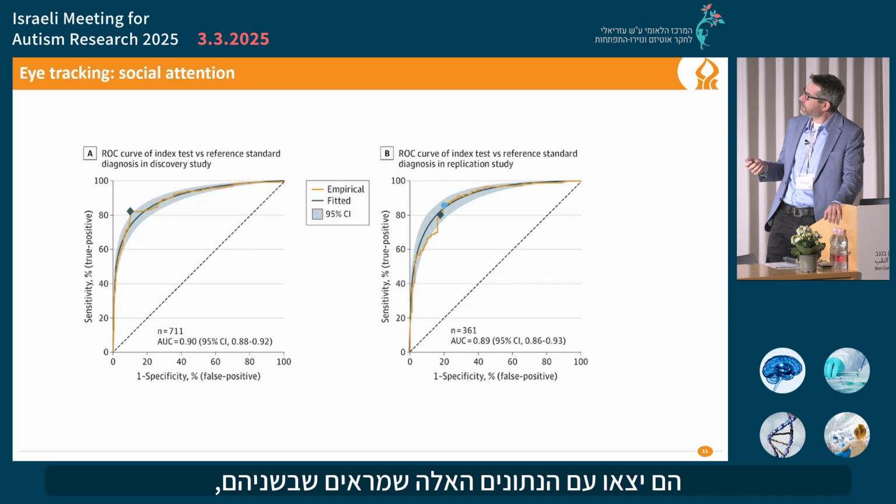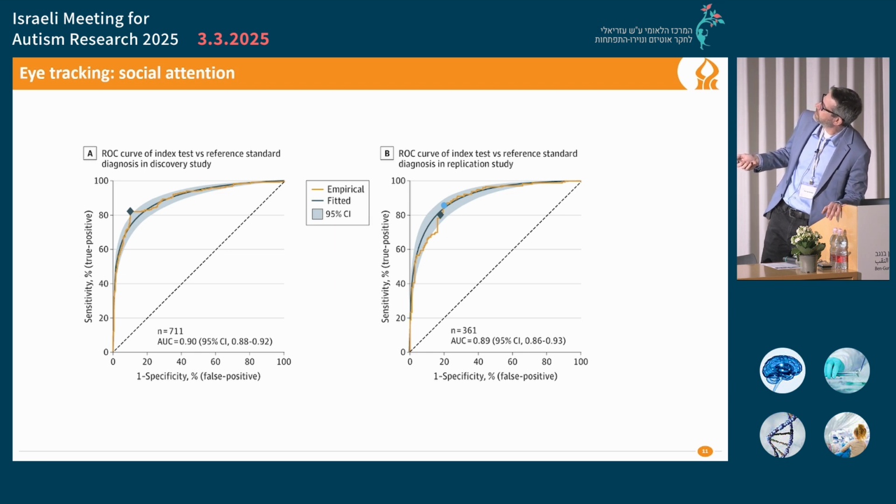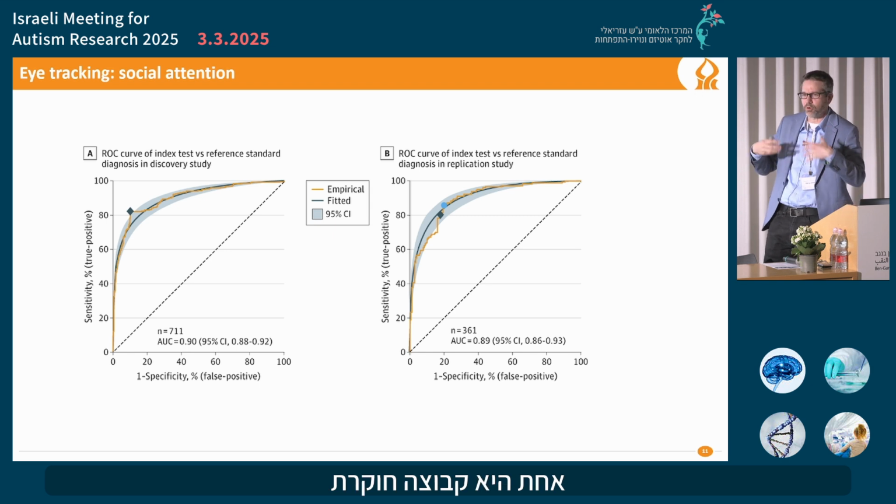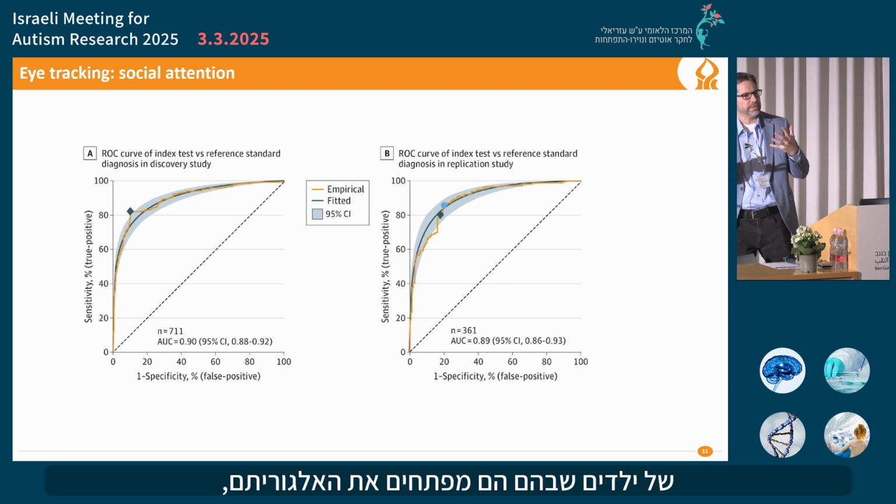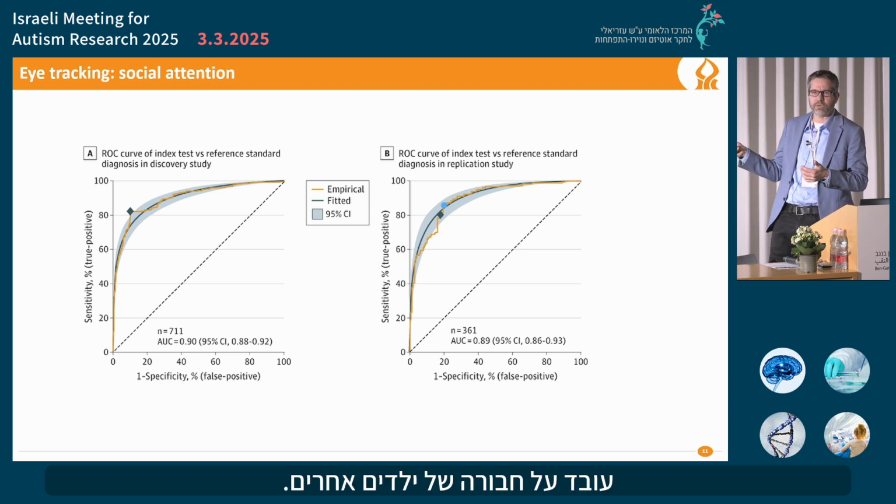And they came out with this data showing these are two different cohorts. One is an exploratory set of kids where they're developing the algorithm, and this is their way of testing the reliability and showing that it actually works on a bunch of other kids.